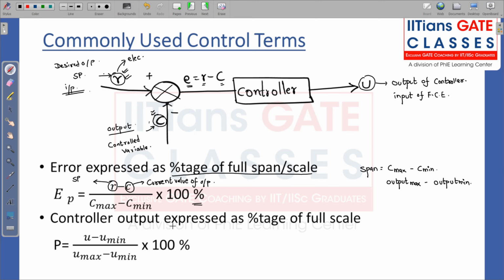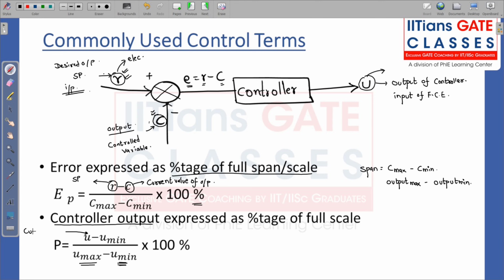Next we have controller output expressed as percentage of full scale. This is also very important. Controller output, that means U, expressed as percentage of full scale. Full scale of what? Full scale of controller output. So controller output expressed as percentage of full scale of the controller. Whatever is the maximum value of the controller output that we can get minus the U min. So this is going to be multiplied with the current value of the controller output. So this is what?